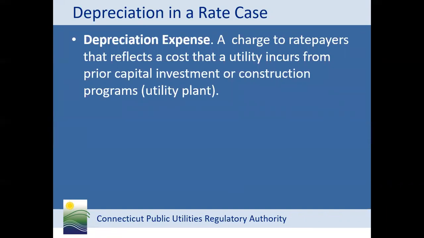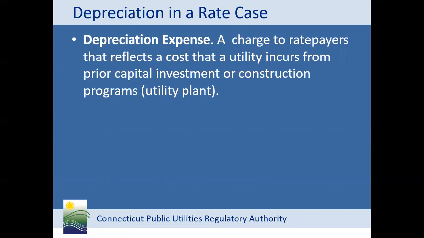This charge is embedded in the distribution rates of a customer's bill. The exact component of the bill attributable to depreciation is not obvious by looking at the bill. Nevertheless, it is an important part of the utility rates since it is dependent on how much investment in construction and infrastructure deployment a utility is making and how long that infrastructure is providing service. The PURA conducts a thorough review of utility depreciation expenses during rate cases.